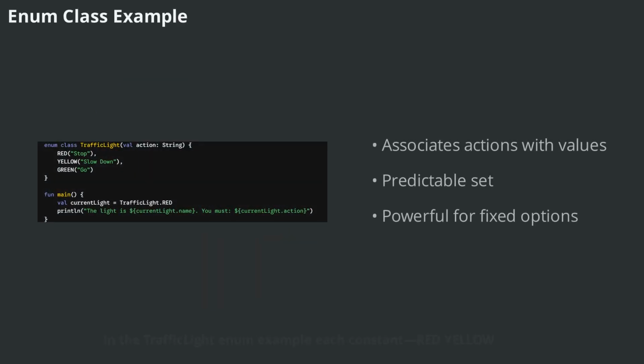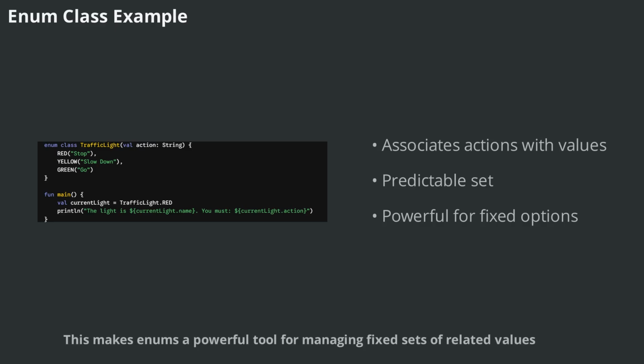In the traffic light enum example, each constant, red, yellow, and green, has an associated action. When you use an enum, you know exactly what values are possible, and you can attach properties or methods to each one. This makes enums a powerful tool for managing fixed sets of related values.